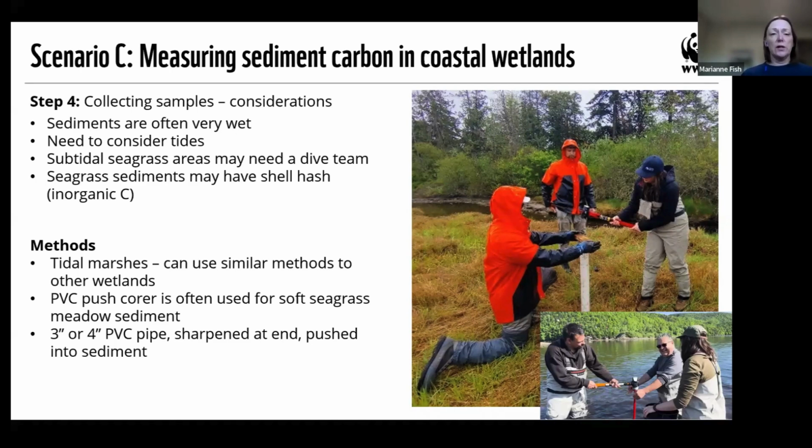So you have a 3 or 4 inch PVC pipe that's pushed down into the sediment. And then to extract that, you dig around the bottom, you cap it at the top and then cap it at the bottom and then bring that out. And you can do that with dive teams. So that's a useful way for sampling within seagrass meadows. Next slide, please, Emily.